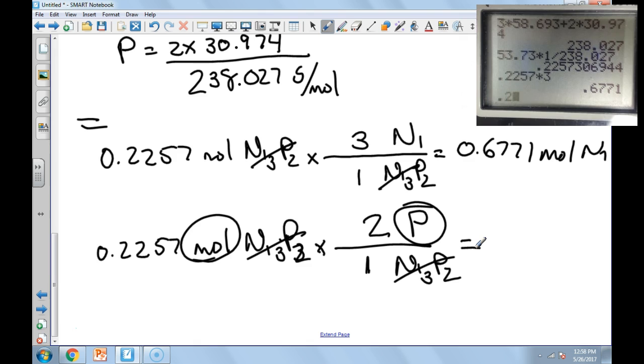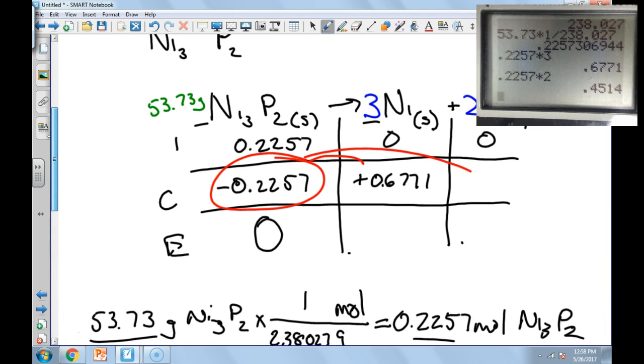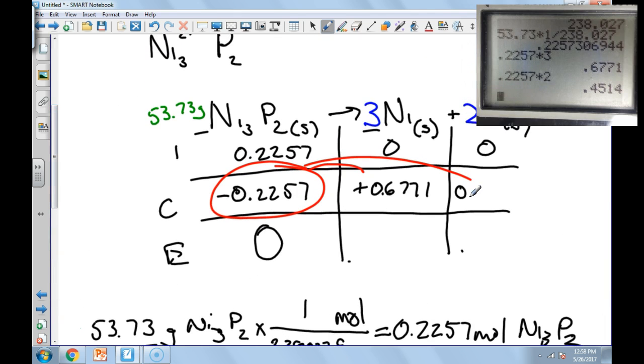So it's 0.2257 times 2. Okay, and actually, I probably wouldn't be able to do this in my head. I kind of misread that number in my own head. So, okay, anyways, that's the number, and it's in moles of phosphorus. So now we're going to go up here, and we're going to go 0.4514 moles of phosphorus, and because we're making it, we're going to add it.